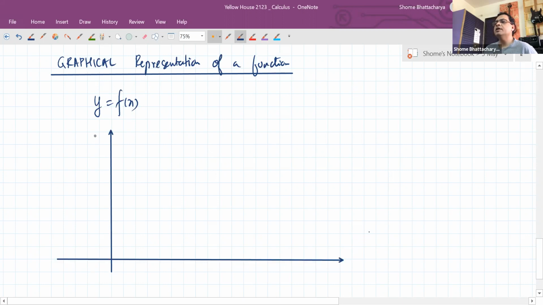Okay. Now you might ask why I can't reverse that. Okay. Now at this stage, I can give you the answer in two ways. One is that this is just a convention that the vertical axis must have the dependent variable. Okay. And the horizontal axis must have the independent variable.